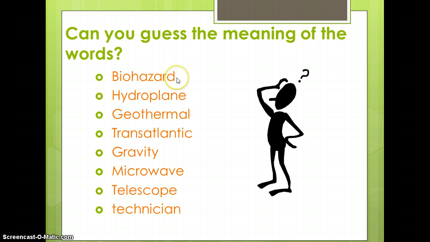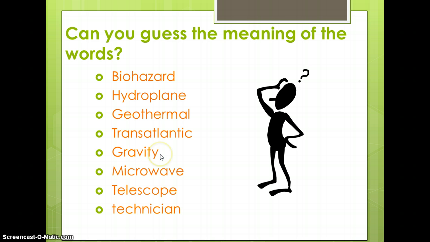So if we look here, can we guess the meaning of the word? If we've got biohazard, hazard, we know something is dangerous. Bio, life, something that's alive, that's dangerous. Hydroplane. Hydro is water, plane, a plane that lands on the water. Geothermal, the earth, heat, in other words, heat that comes from the earth. Transatlantic, well, we've got the Atlantic Ocean. So if you're taking a transatlantic flight from London to New York, you've gone across the Atlantic.